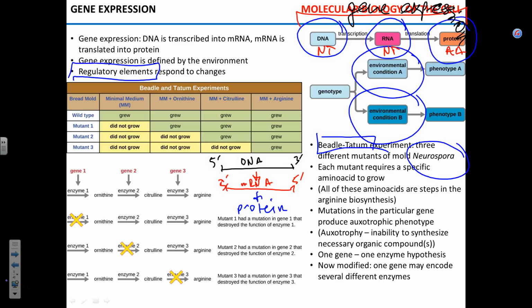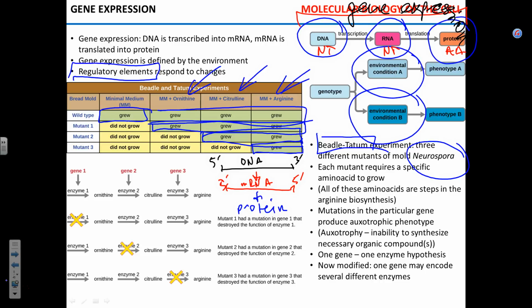Okay, and they looked at the growth of these different mutants in minimal medium. Defined medium is medium that carries the minimal number of nutrients. It turns out that wild type grew on four different types of conditions: minimal medium, and minimal medium with added amino acids. Then they looked at three different mutants, and one mutant grew only in a medium with either amino acid added. Another one required either citrulline or arginine, and the third mutant specifically required arginine. So here's the thing.